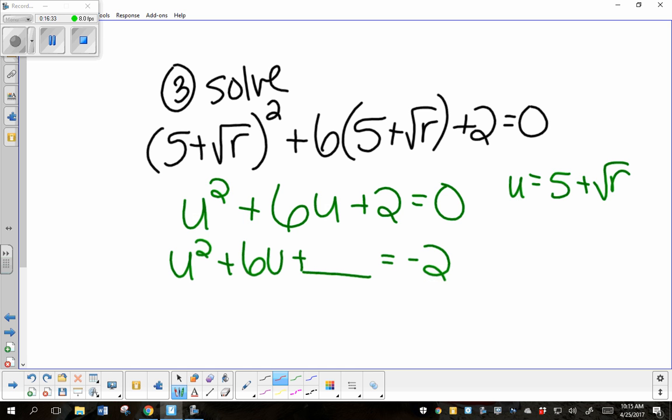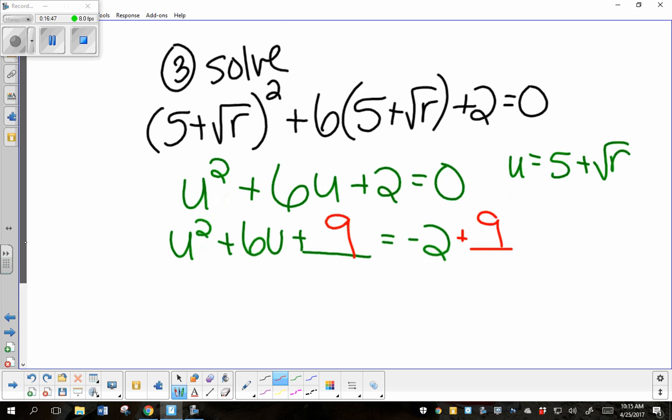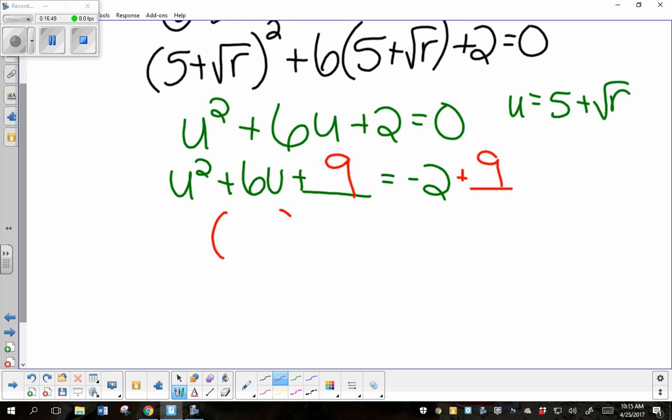So raise your hand if you can tell me what I need to add to each side to make it a perfect square trinomial. Ella? 9. 6 cut in half is 3. Square it is 9. Raise your hand if you can tell me what this side factors to. What squared? Macy? Nice. U plus 3 squared equals 7, right? -2 plus 9 is 7. Yeah?